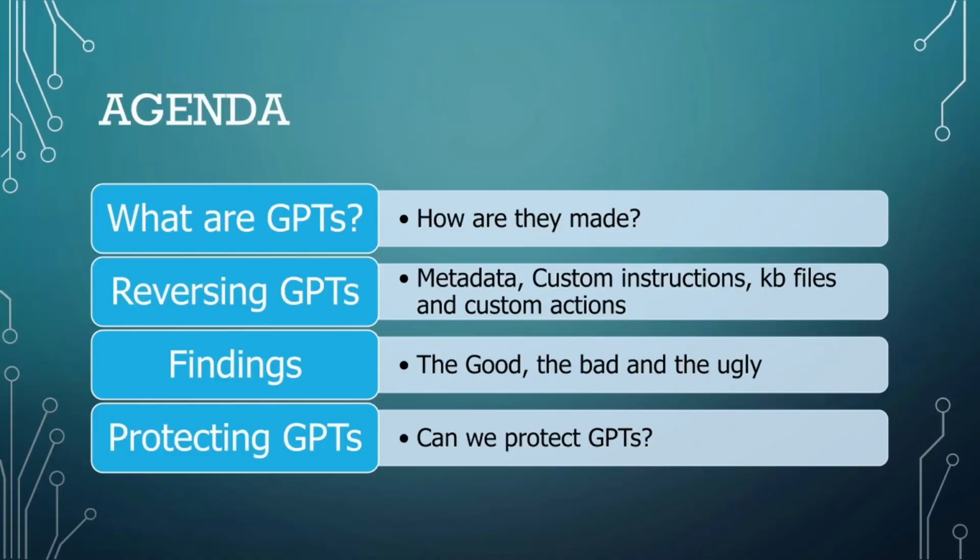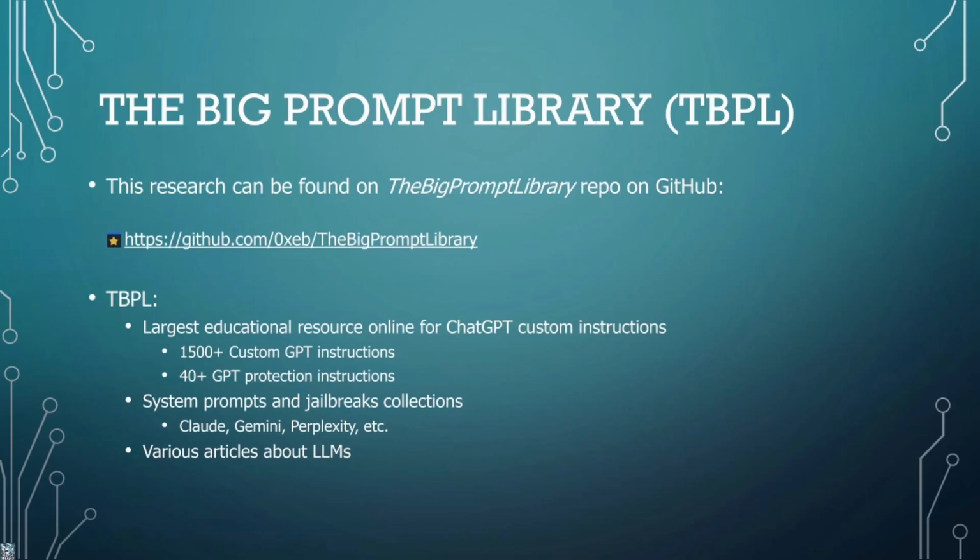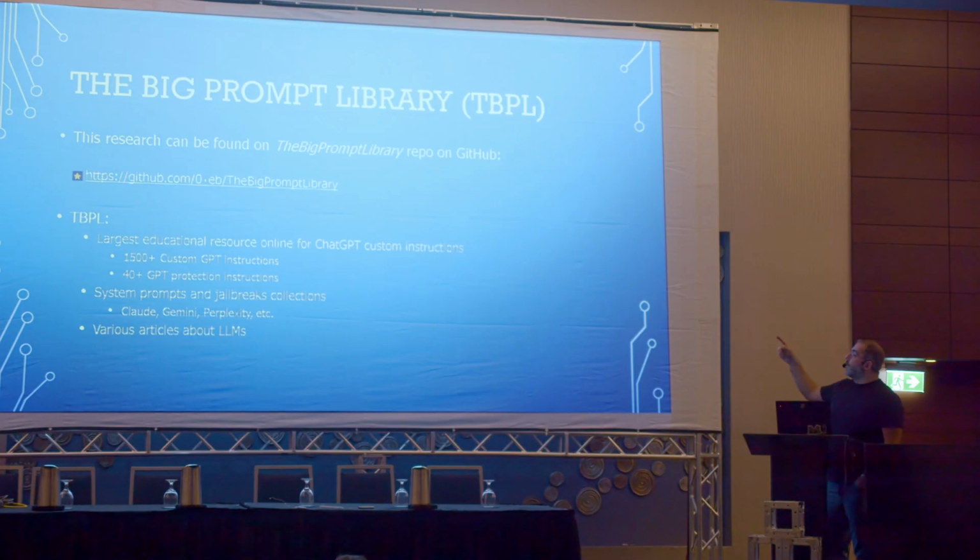So we're going to start, for those who don't know, with what GPTs are and how they are made, and then we're going to reverse a bunch. We're going to look at the findings, and I'm going to share some techniques on how to protect GPTs. Yeah, there's no such thing as protecting GPTs. The whole work you can find online on the Big Prompt Library. That's where you can find all the GPTs and other videos about large language models and prompt engineering material.